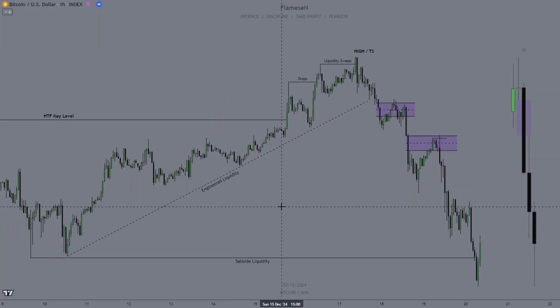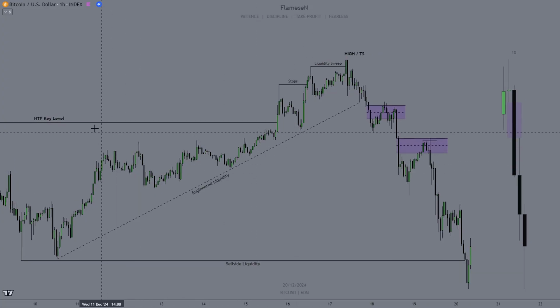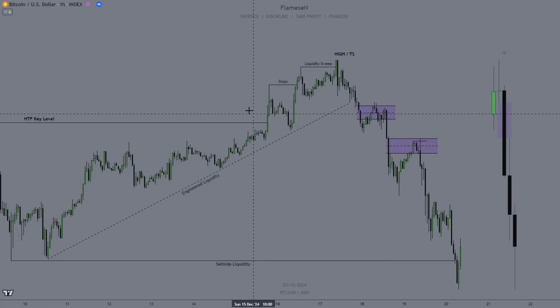Obviously, on the way up towards that, we do have this sort of engineered liquidity with this trend line here. This is our sell side liquidity down here. Everything's marked up, and I'm hoping you are starting to see something similar to what I did have marked up on that graphic. So the high time frame key level does get taken here. First set of stop losses completely gone, wiped out.